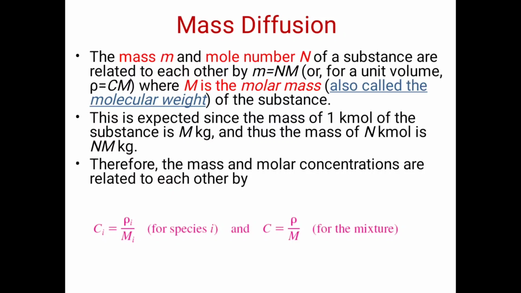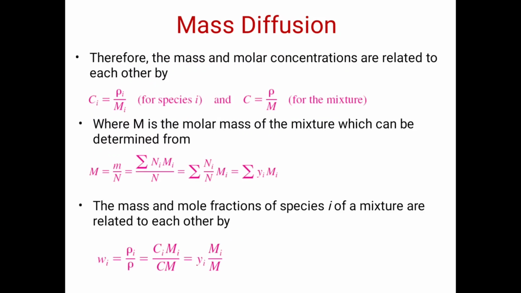The mass and molar number of a substance are related to each other, where M is the molar mass of the substance. This is expressed by this, since the mass of 1 kilomole of the substance is M kilograms, and thus the mole number is the mass in kilograms divided by M. Therefore, the mass and molar concentrations are related to each other, that is, C is equal to rho by M, where M is the molar mass of the mixture, which can be determined as M equals mass by molar number.